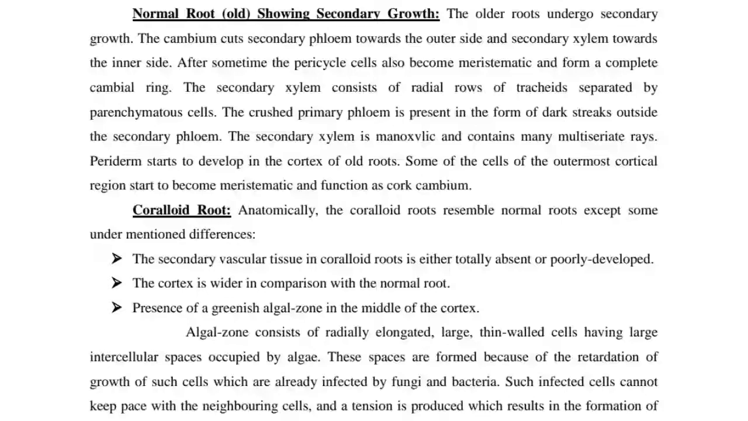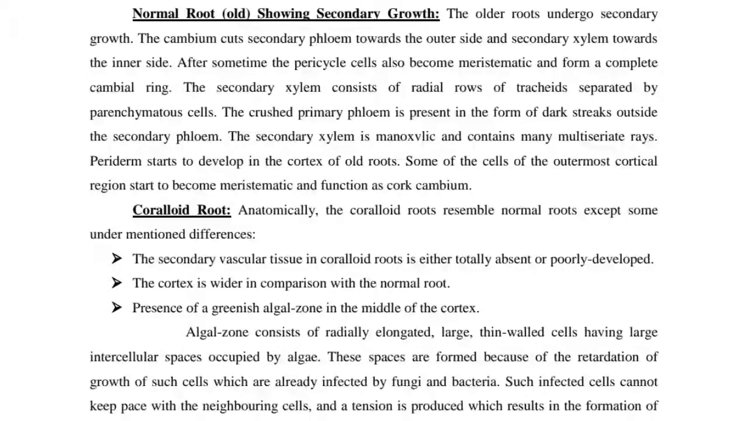The secondary xylem consists of radial rows of tracheids separated by parenchymatous cells. The crushed primary phloem is present in the form of dark streaks outside the secondary phloem. The secondary xylem is manoxylic and contains many multiseriate rays. Periderm starts to develop in the cortex of old roots. Some of the cells of the outermost cortical region start to become meristematic and function as cork cambium.